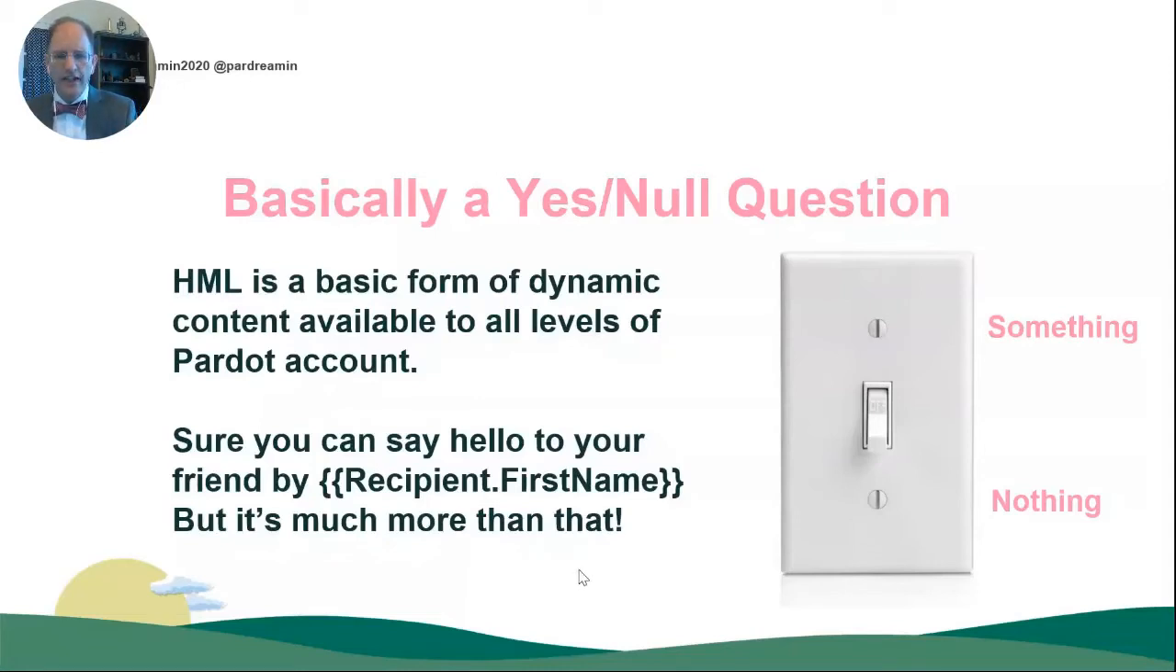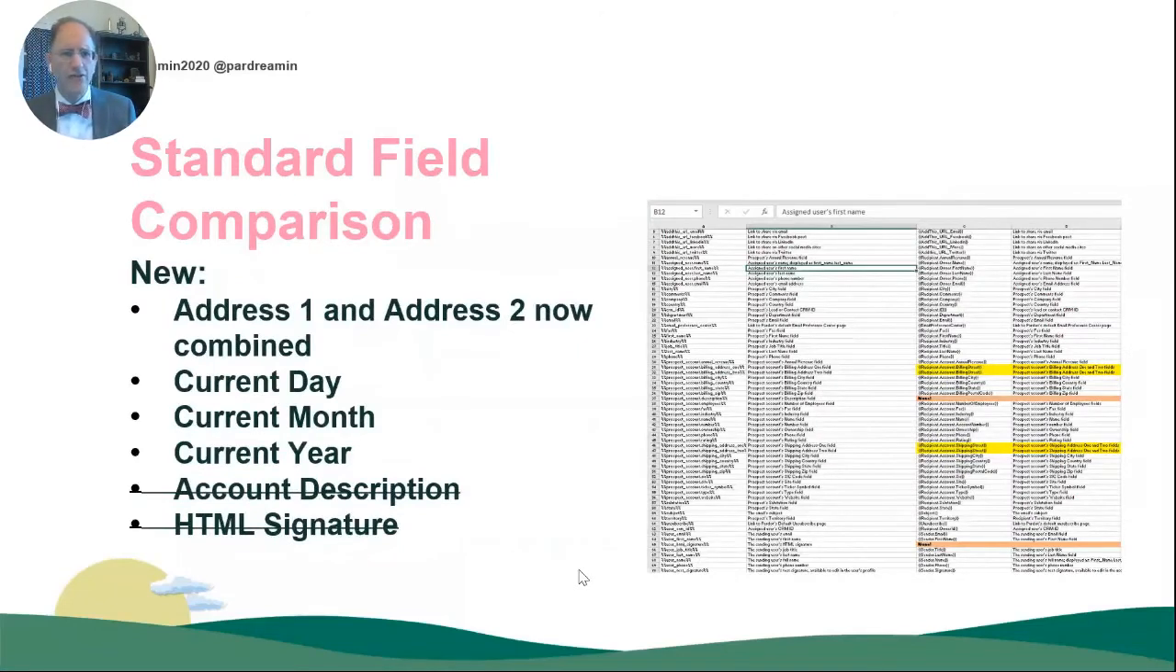So one thing I did for your convenience, so that you don't have to, is I did a field comparison, because I couldn't find one anywhere, of the old merge tag fields against the new HML fields side by side, so you can actually see the difference between the two.